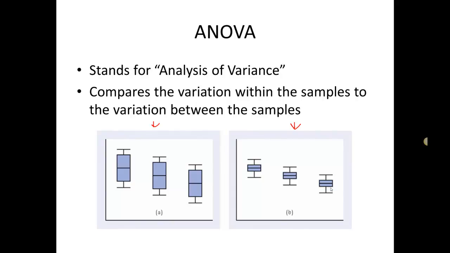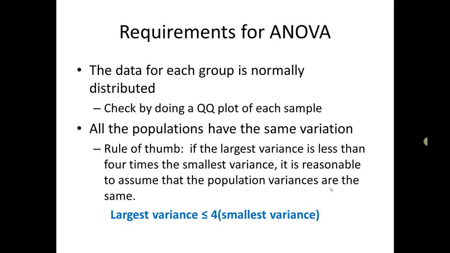There are two basic requirements for doing analysis of variance. First, the data for each group needs to be normally distributed. We can check this by doing a QQ plot of each sample. And if there's not any obvious departures from normality, we can feel pretty good about the normality assumption.